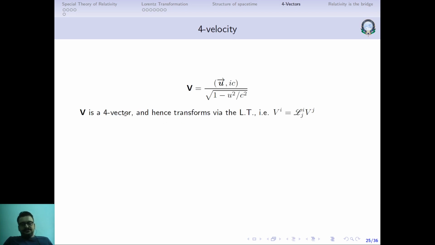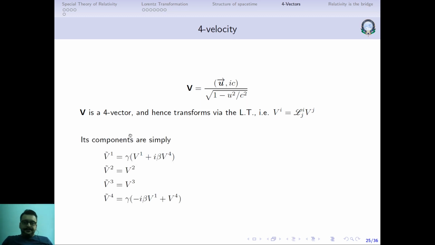So this 4 velocity is a 4 vector and hence it transforms via the Lorentz transformation. That is, this is vi tilde, read this as vi tilde. So vi tilde in another frame, if you want to measure the 4 velocity, that will be simply the Lorentz transformation matrix times the vector in the given reference frame. So the tilde components you just expand using the Lorentz transformation. That's how easy it is. So this will directly give us the transformation.